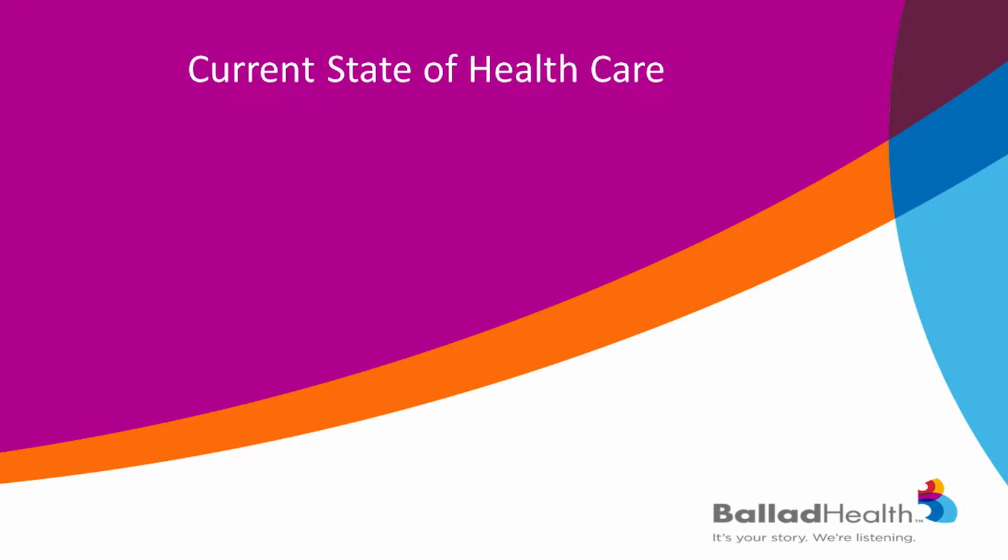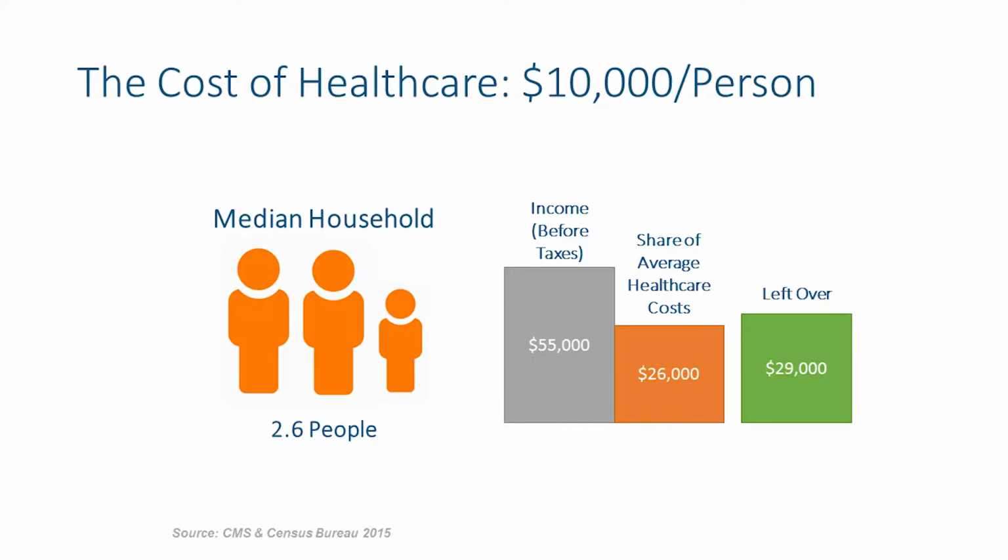The first thing we're going to go over today is an overview of the current state of healthcare. So just a little bit of perspective, the cost of healthcare in the United States is approximately $10,000 per person, and our median household is 2.6 people. Median income before taxes is $55,000. So the share of the average healthcare cost for each household is $26,000, which leaves approximately $29,000 a year for 2.6 people to live off of.